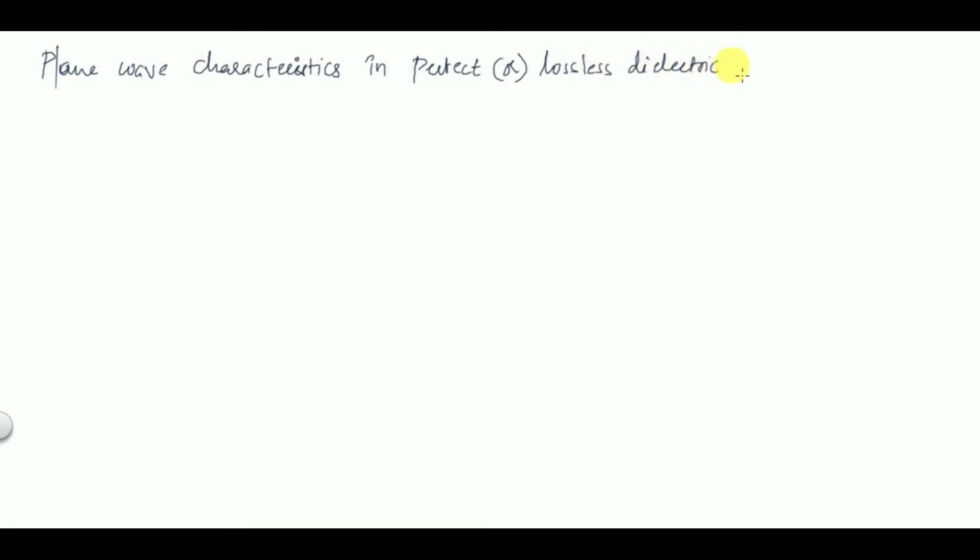So in this video we are going to learn about plane wave characteristics in good or perfect or lossless dielectric. Okay, so when a wave is traveling in a lossless dielectric medium, what are the plane wave characteristics we are going to study in this video.